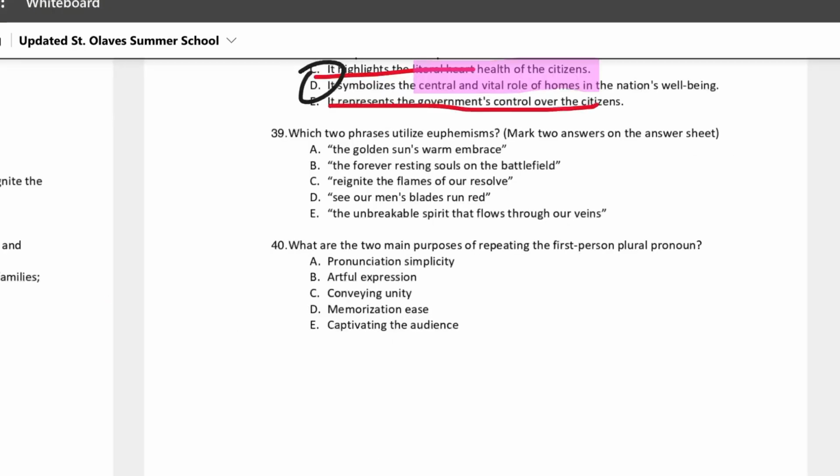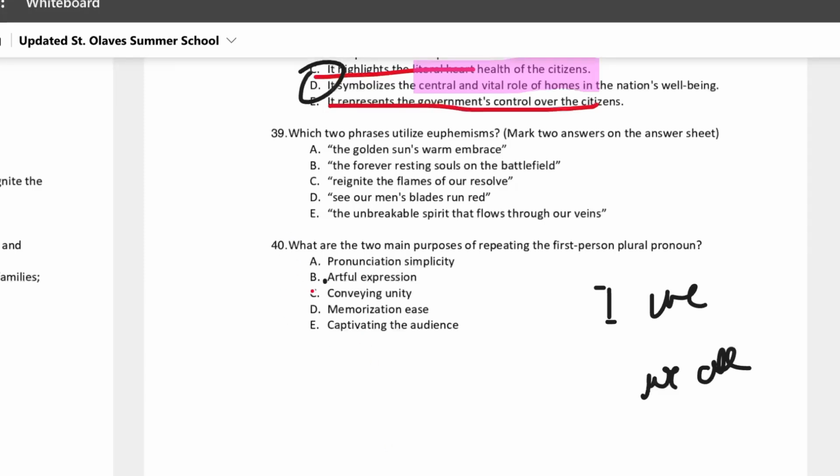For question 40, we actually have two answers here because what is the use of first person plural pronoun? First person plural means instead of I, we say we can do this, we all have the ability to. A lot of speeches use this. Why? Because it conveys unity for sure. If you're a leader, you don't want to seem too I, because you're the leader of people. You need to say we. And then E, you can captivate the audience way better, because it's not really memorization ease, it goes a lot deeper than that. So it would be C and E.